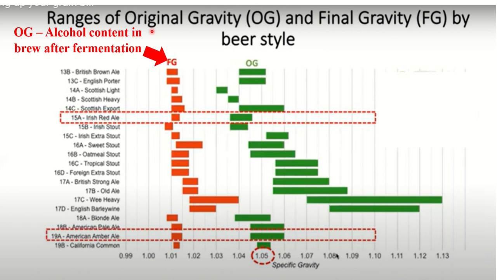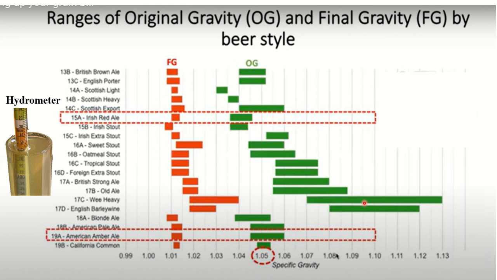You may wonder how the original gravity and final gravity are measured. It's measured with a device like the one shown in the picture. This is called a hydrometer, and it is used to measure the original gravity and final gravity.